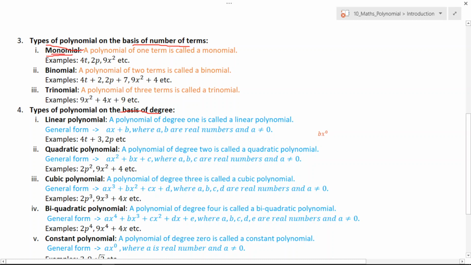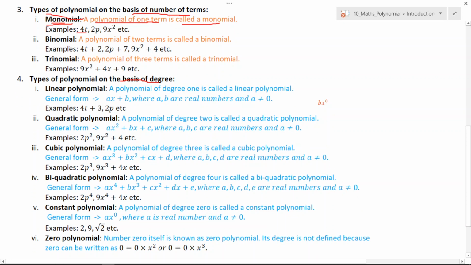First is monomial. So what is monomial? A polynomial of one term is called monomial. Check this example 4x. It consists only one term, so it is a monomial. Second, binomial. A polynomial of two terms is called binomial. Check this example 4x plus 2, and it consists only two terms, so it is a binomial.